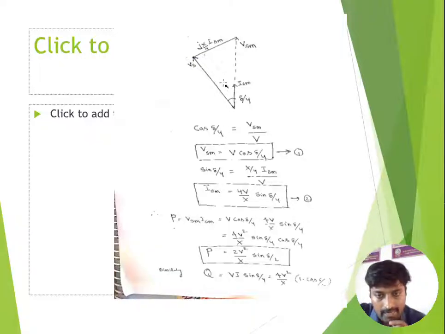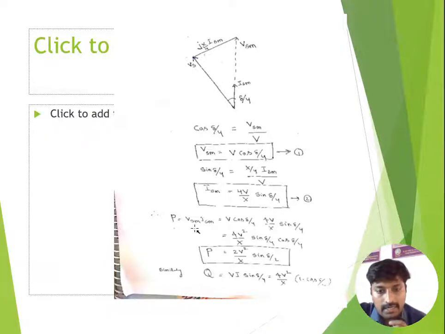Based on this triangle, you can take cos delta by 4 and sin delta by 4, then find out the VSM and ISM. VSM is nothing but V into cos delta by 4. ISM is equal to 4V by X sin delta by 4. Then you calculate the active power.